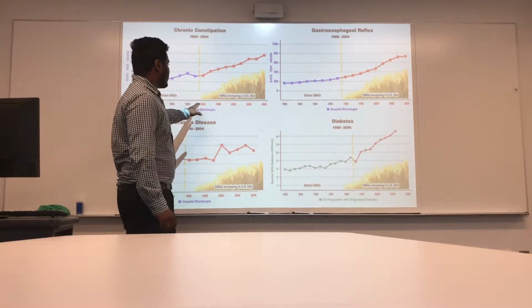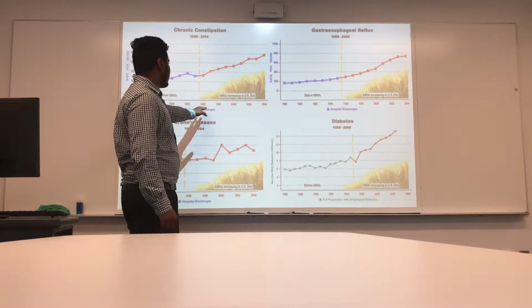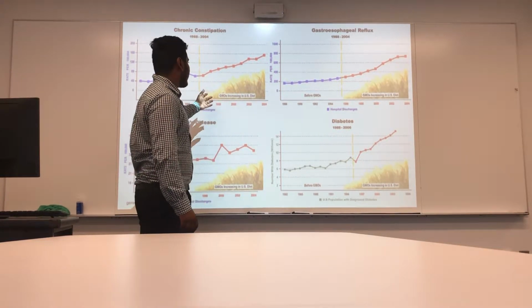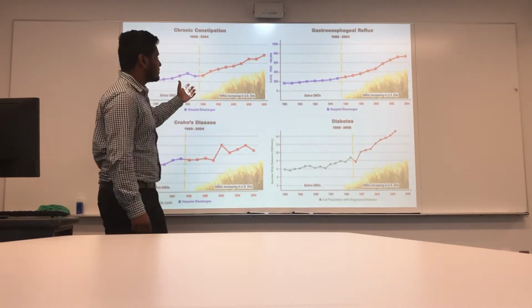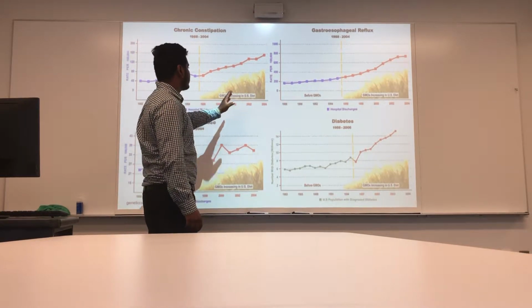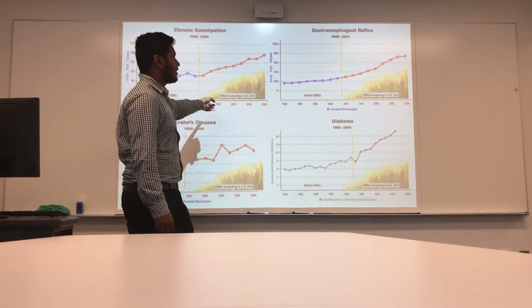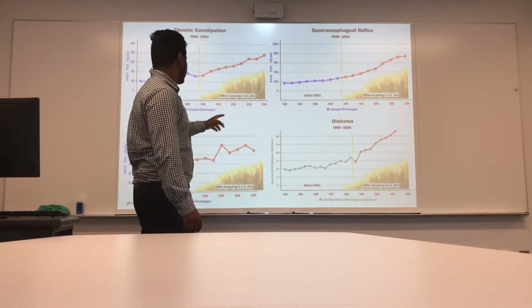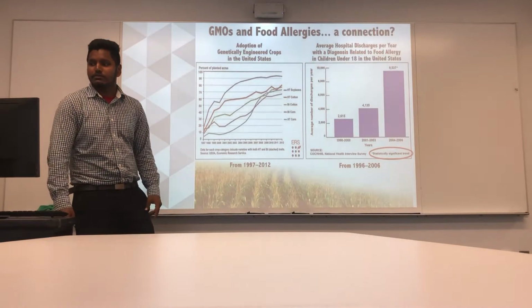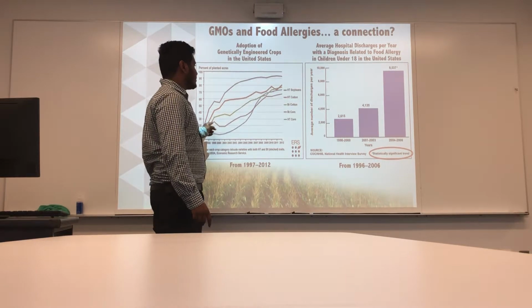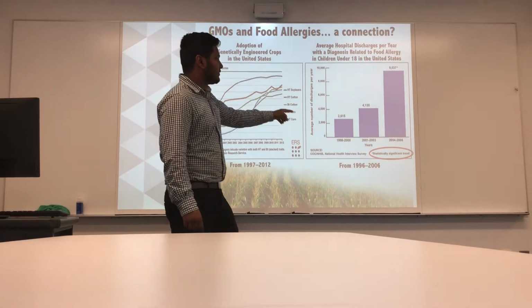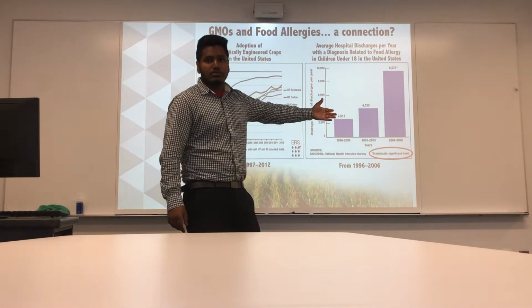And GMOs were introduced around 1994. So you can see the progression that after the introduction of GMOs, there's a higher risk of all these diseases and mortality rates. So after the introduction of GMOs, there's a higher percentage of chronic constipation, reflux, Crohn's disease, and diabetes. So we have to watch out for those. And the higher percentage of GMO yield in these crops can also be related to the higher allergies which are reported in hospitals.